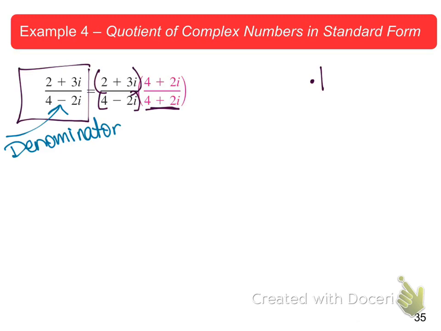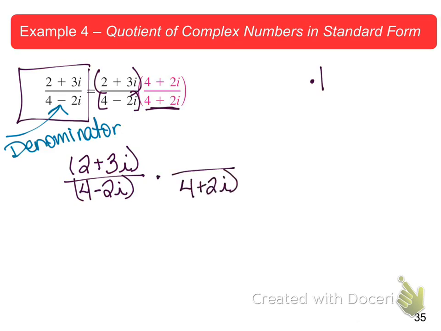Okay? So I'm going to FOIL the top. I'm going to rewrite this just so we can see it a little clearer. So I have 2 plus 3i over 4 minus 2i. That is my original problem right there. I am multiplying it times 4 plus 2i, and it is my denominator that drives that. Doesn't matter what's going on in my numerator. It is my denominator that drives what is right here. Okay? And since I multiply the bottom times this, what do I also do? Multiply the top. Okay?